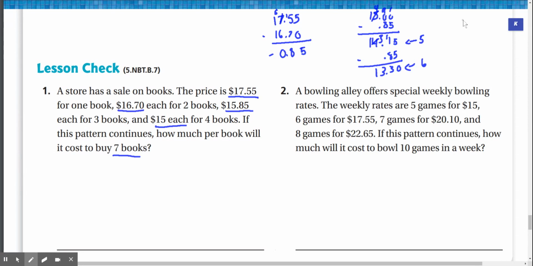Now for 7 books, we got 13.5 minus 0.85. So we're going to have to regroup from this one. Get 4, and then we get 10. 10 minus 5 is just 5. We can't subtract 4 from 8, so we're going to regroup this to 2. Get 14 minus 8, which is 6. And we got 12 minus 0. That's just 12.65. And so how much per book will it cost to buy 7 books? That's $12.65, like so.